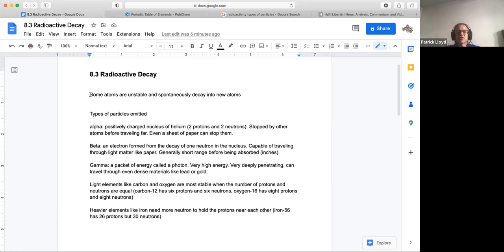Now, beta particles can travel a little bit further than alpha particles. They can actually get through thin pieces of paper. Paper will stop them a little bit. Some of them will get stopped, but not all of them. But they generally don't go too far, a few inches to maybe a few feet before they get absorbed by other materials like air.